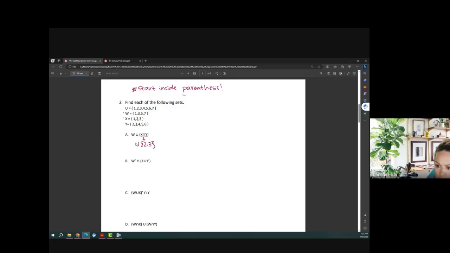And we want to union this new set with W. W has 1, 3, 5, and 7, and we are going to throw these numbers into that set. So 1, we're going to throw the 2 in. We already have 3, and then 5, 7. This would be our answer for 4A.